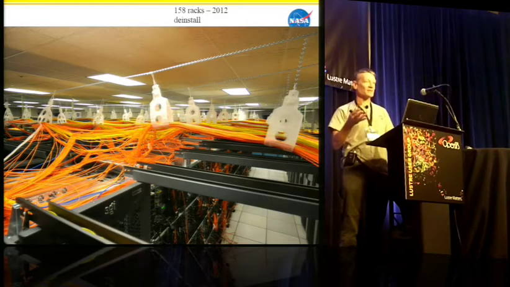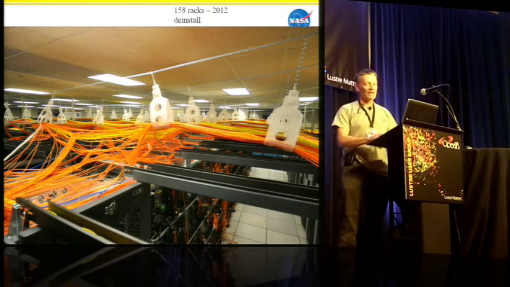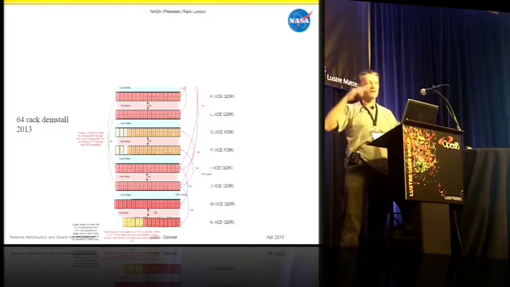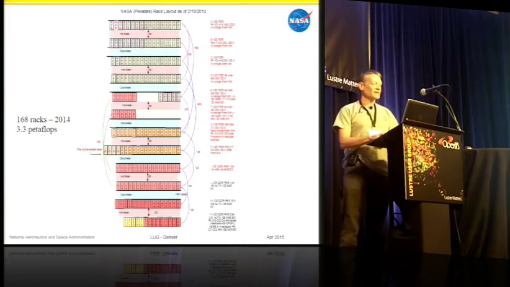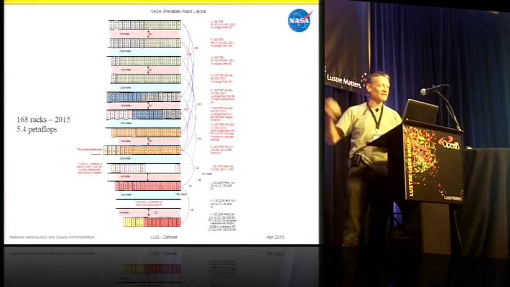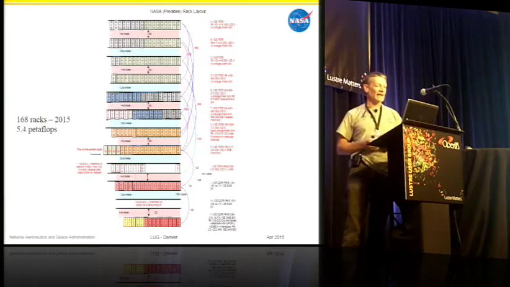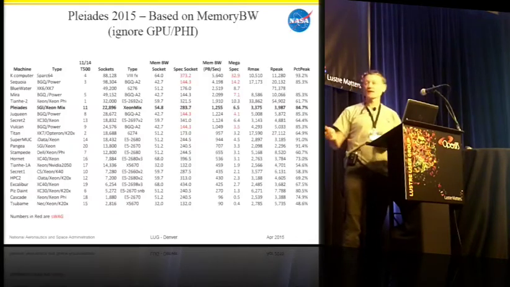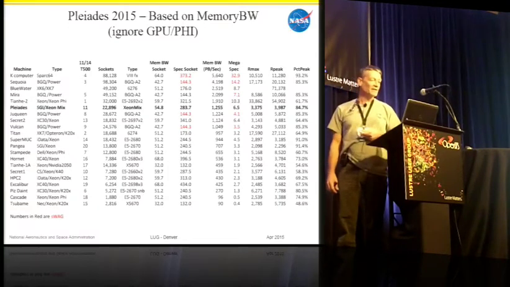But this is all when the system's being used. So those workload numbers, fully booked, 1,000 people waiting in line, or 1,000 jobs, is sort of what we tried to do while we're growing the system. And so that continued back through '13, '14, 3.5 petaflops, 4.5 petaflops, and then today, Pleiades is 5.4 petaflops, and it's 168 racks.